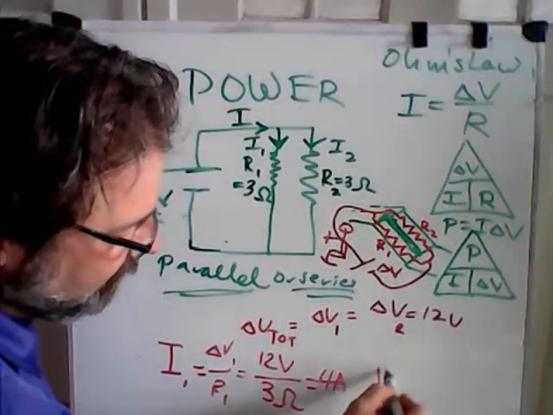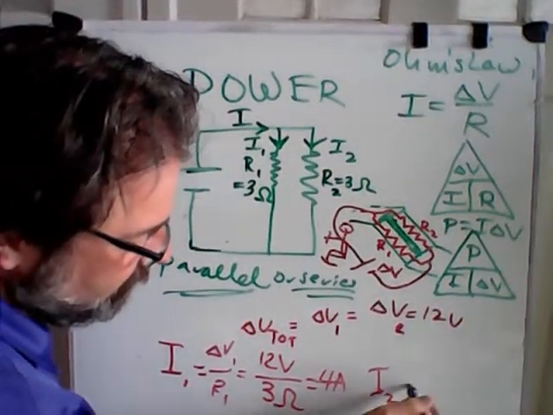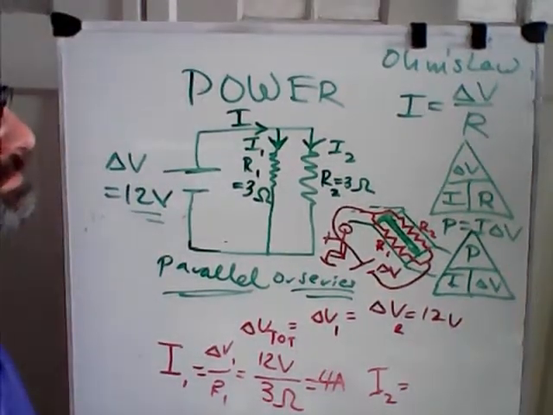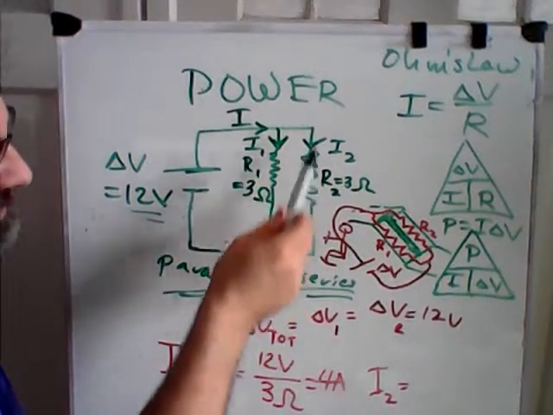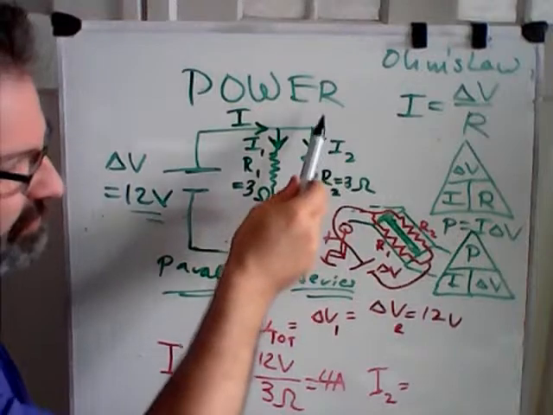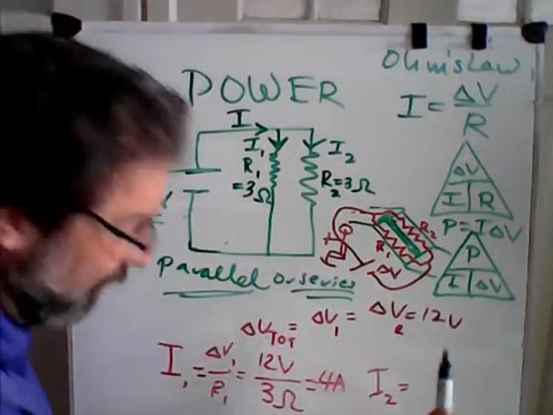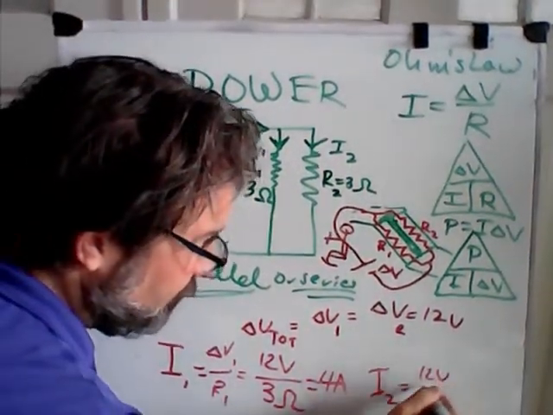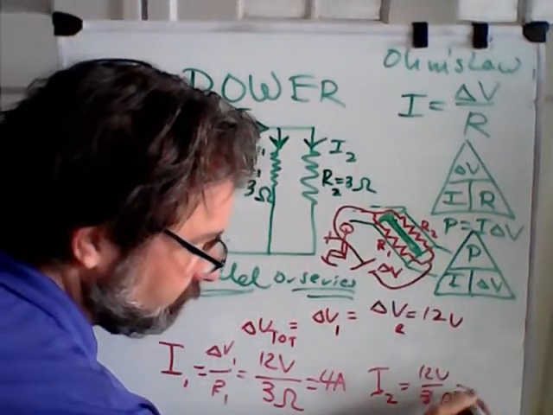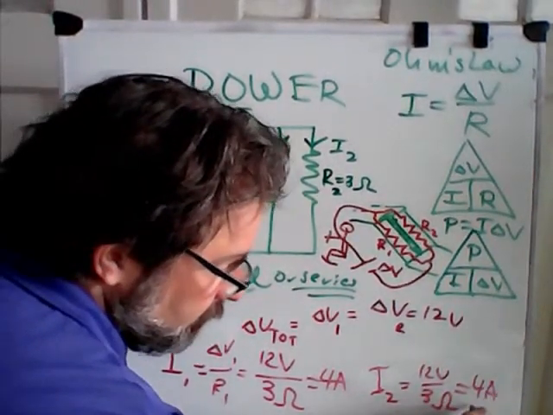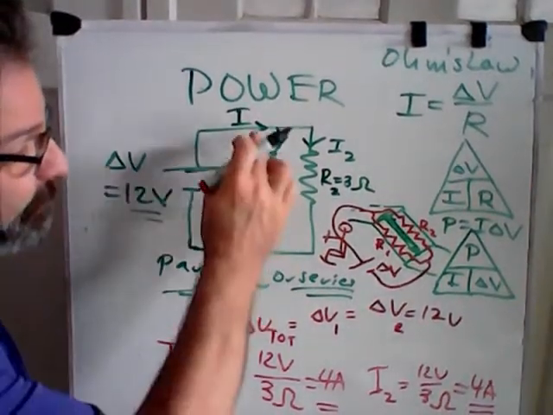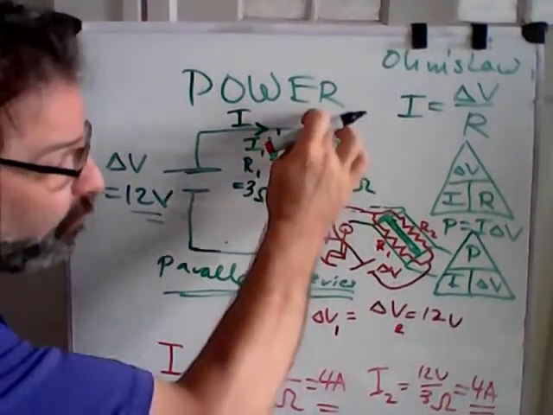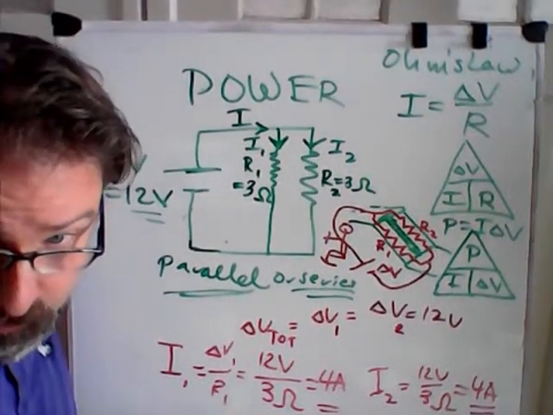We could do the same calculation for I2, okay? And then you guys could be like, well, Mr. Blessman, that's all the same. It's also 12 volts applied to this. The total voltage drop across here is 12, again, so we should get the same answer there. So that means our left resistor has 4 amperes flowing through it. Our right resistor has 4 amperes flowing through it.